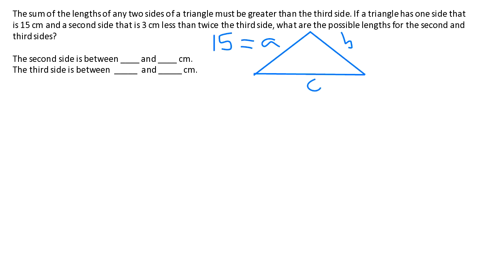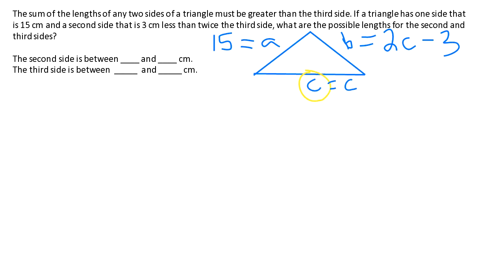The second side is 3 centimeters less than twice the third side. So your third side is your C. And so 3 centimeters less than twice the third side means start with twice the third side and then come down by 3 centimeters. So that's the expression for B. Okay, so we know that A is 15, B is 2C minus 3, and C is just C.